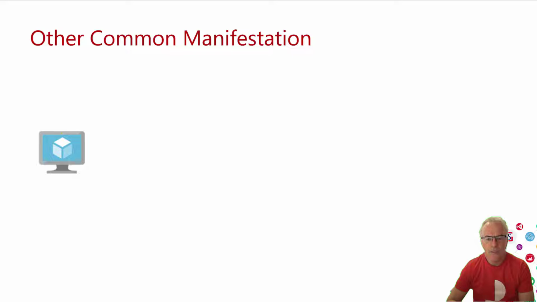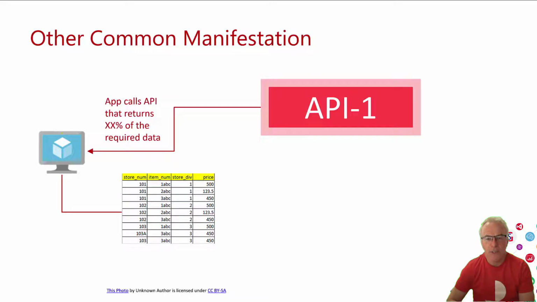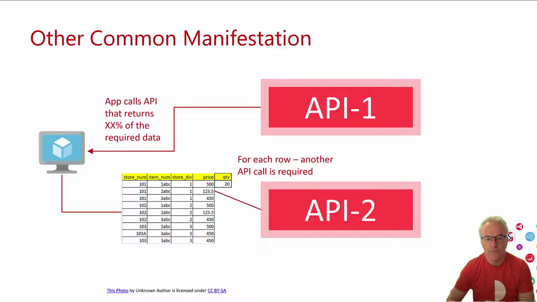Another common manifestation is perhaps relying on APIs. Your application calls the first API and that returns the core part of the data, similar to the one in the N+1 manifestation. So that data comes back and it's got most of the data that we need to satisfy our query. However, we still find that there are additional pieces of information that we need. There's another API and that API provides the remainder of the information.